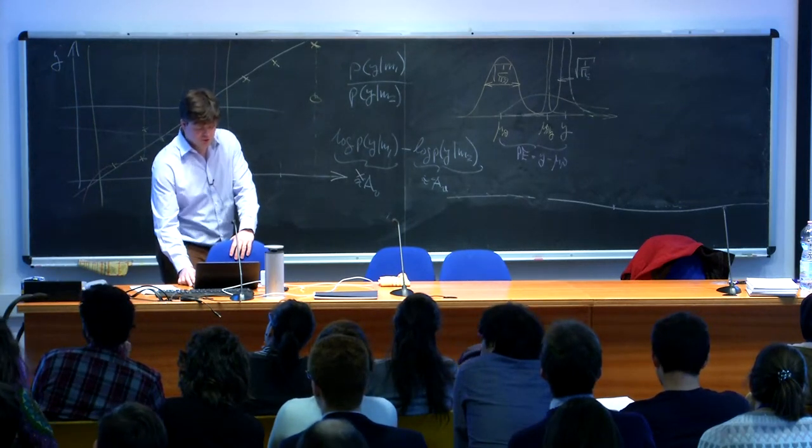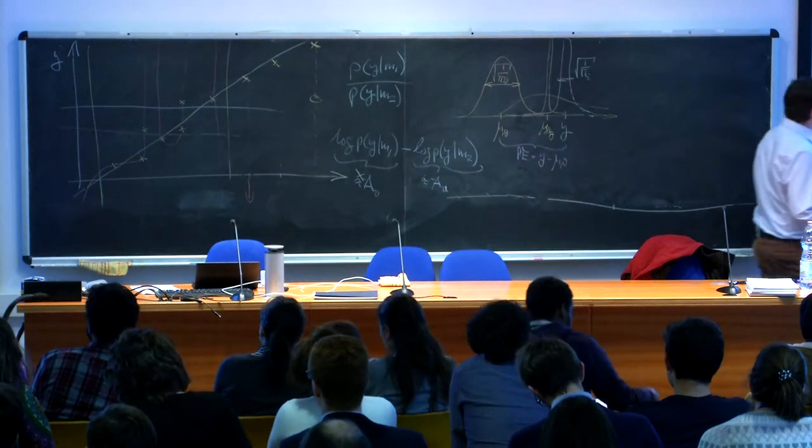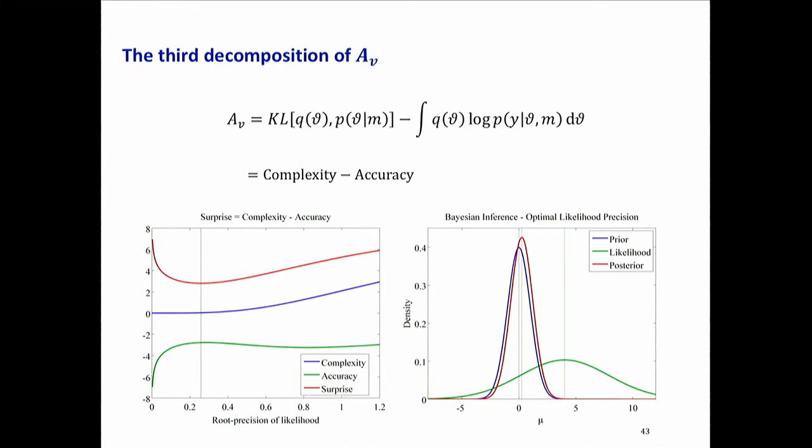A little illustration of this is here. So, we want to minimize surprise. That's where our best model is, here, where surprise is minimal. And we minimize surprise by looking at the difference between complexity and accuracy, and this difference is minimal here.